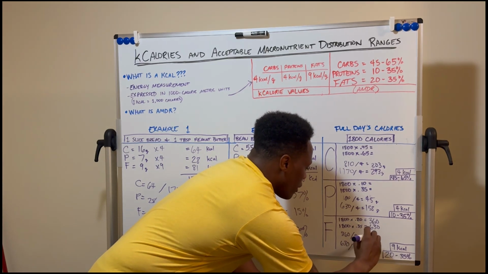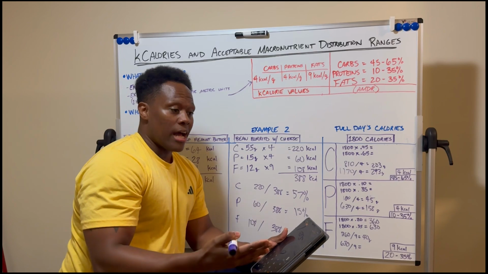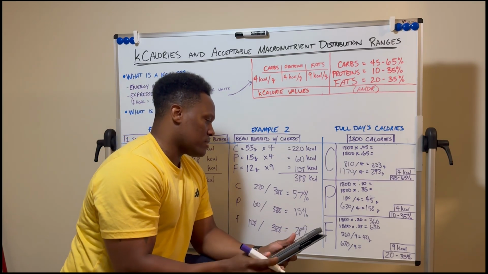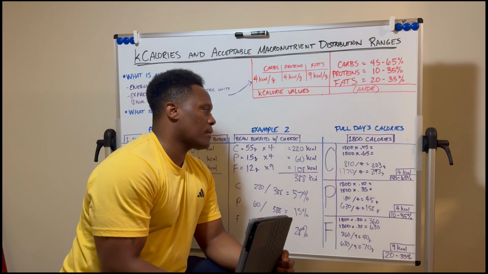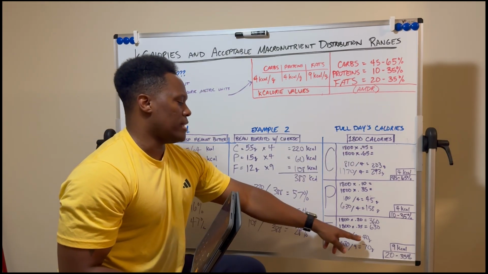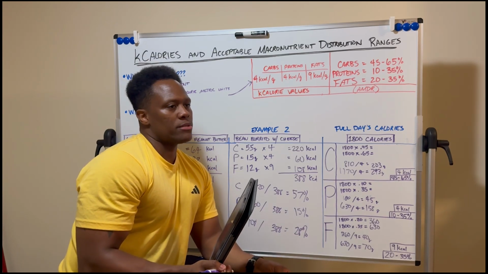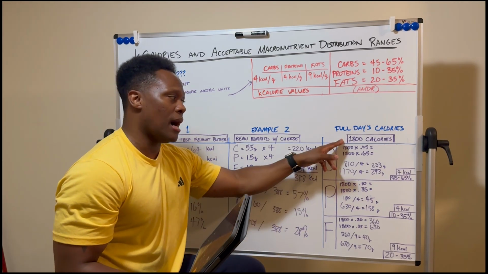Okay, so that's 40 grams. And then last but not least, 630 divided by 9 is going to give us 70. So with that said, 20 to 35% for fats is 40 to 70 grams for a person on an 1800 calorie diet again. Keep that in mind.